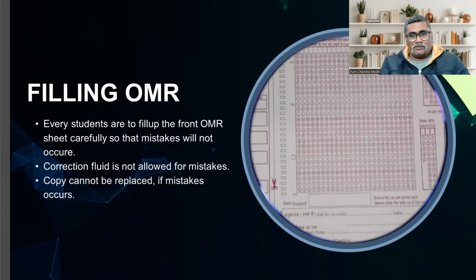Correction fluid is not allowed. Many students may have a tendency of bringing the correction fluid, that is the white fluid. You are not allowed to do so because these sheets are checked under the scanner. Using a white fluid may make the situation worse. And if by mistake any mistake occurs, we have to find some other way, because you cannot expect that your copy will be replaced. Every school has a limited number of copies counted, so it may not be possible for the school or the center to replace it.